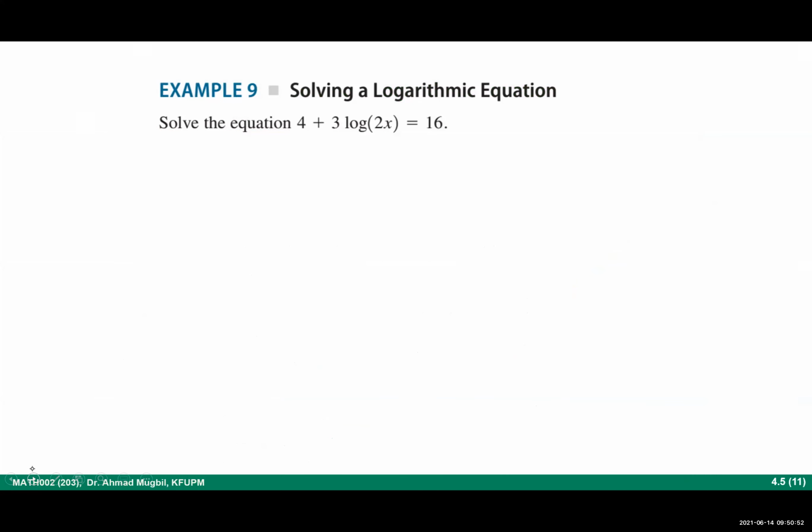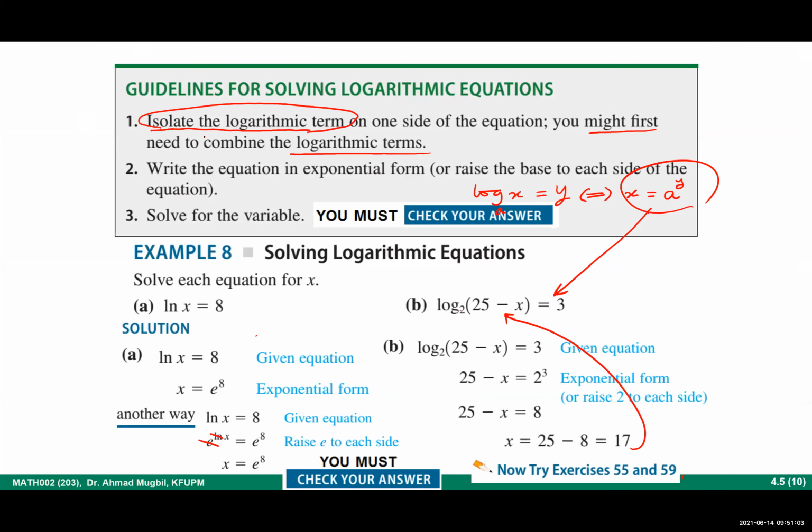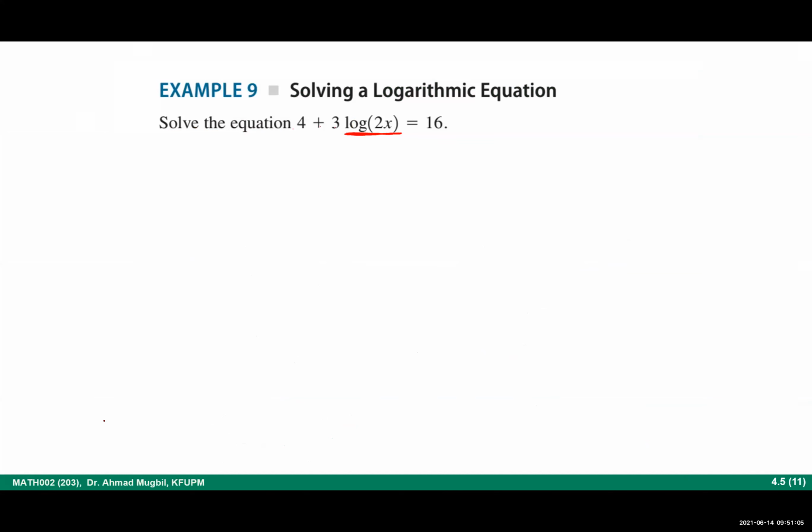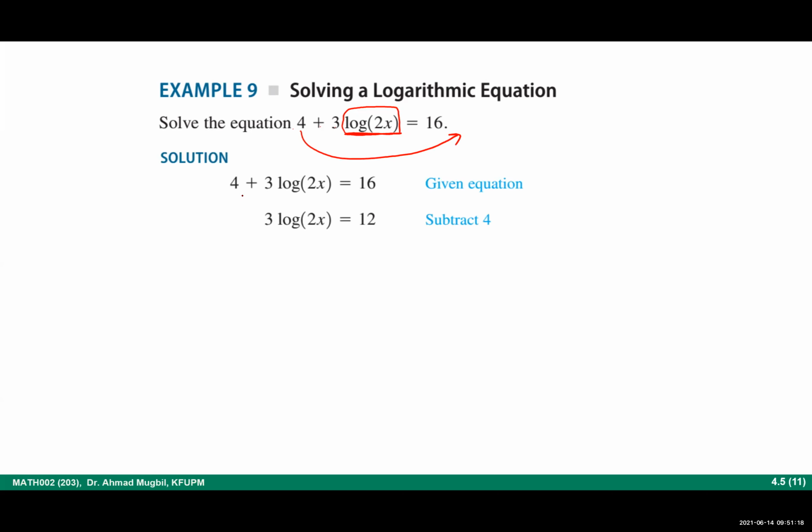Now we have an example where we don't have only the log. The logarithm here is multiplied by a number and added to another number. So we need to isolate the logarithmic term first. What does that mean? We need this alone on one side, so it looks like we want to solve it for log. So we subtract 4 from both sides, then divide both sides by 3. 12 over 3 is 4.